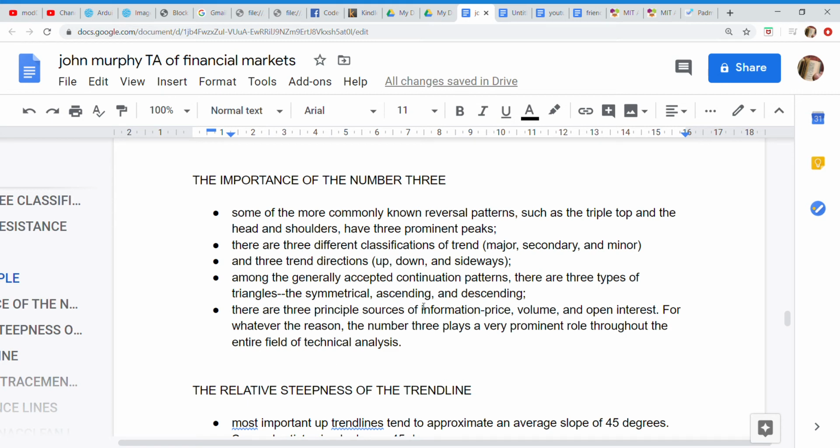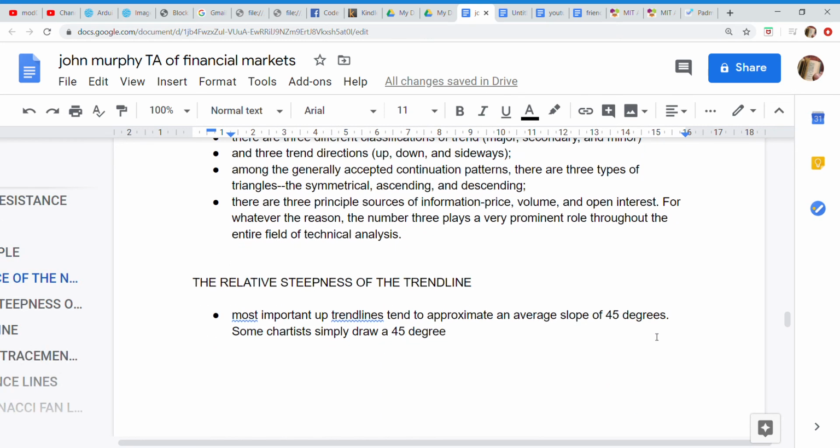So these are continuation patterns: symmetrical triangle, ascending triangle, descending triangle. Then there are three principal sources of information: price, volume, and open interest. Whatever the reason, the number three plays a very prominent role throughout the entire field of technical analysis.